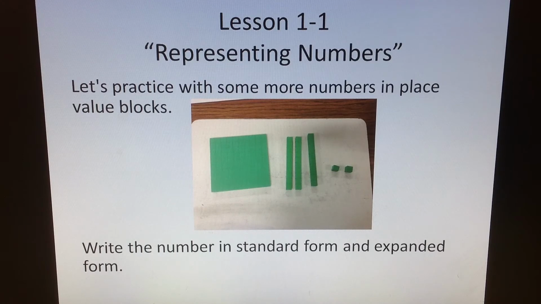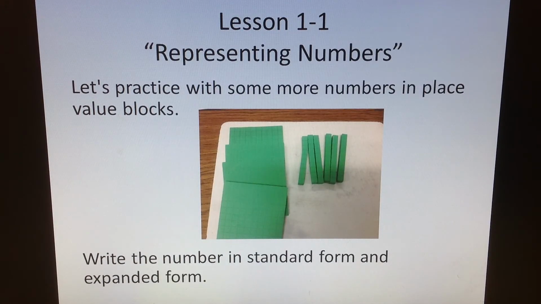Here's another one. Pause the video so you can write it in standard form and expanded form. You should have written 132 in standard form and 100 plus 30 plus 2 in expanded form. Here's another number. Pause the video so you can write it in standard form and expanded form. You should have written 460 in standard form, or in expanded form, 400 plus 60. There's no ones cubed, so there's nothing to write for the ones place.